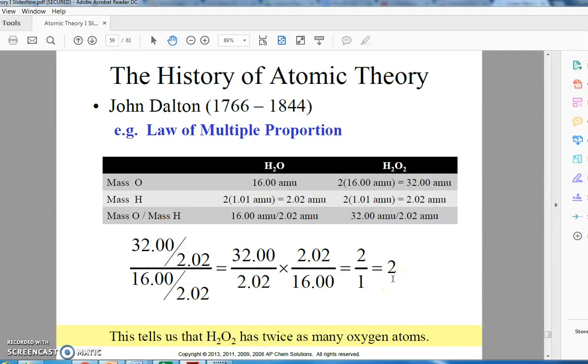Okay? So two compounds that are the same compound, they will have the same ratio. Two compounds that are different will have a whole number ratio if you compare them. That's definite and multiple proportions.